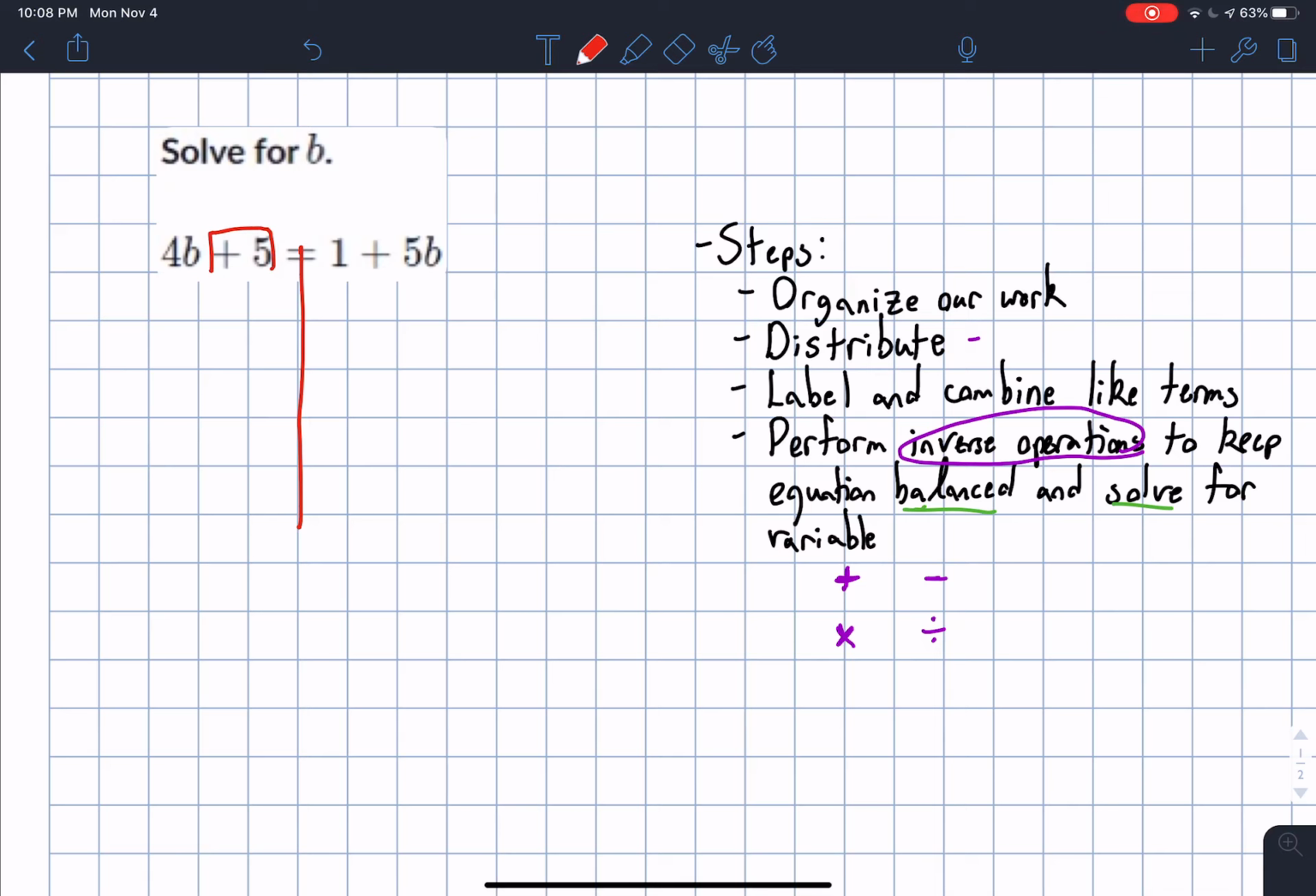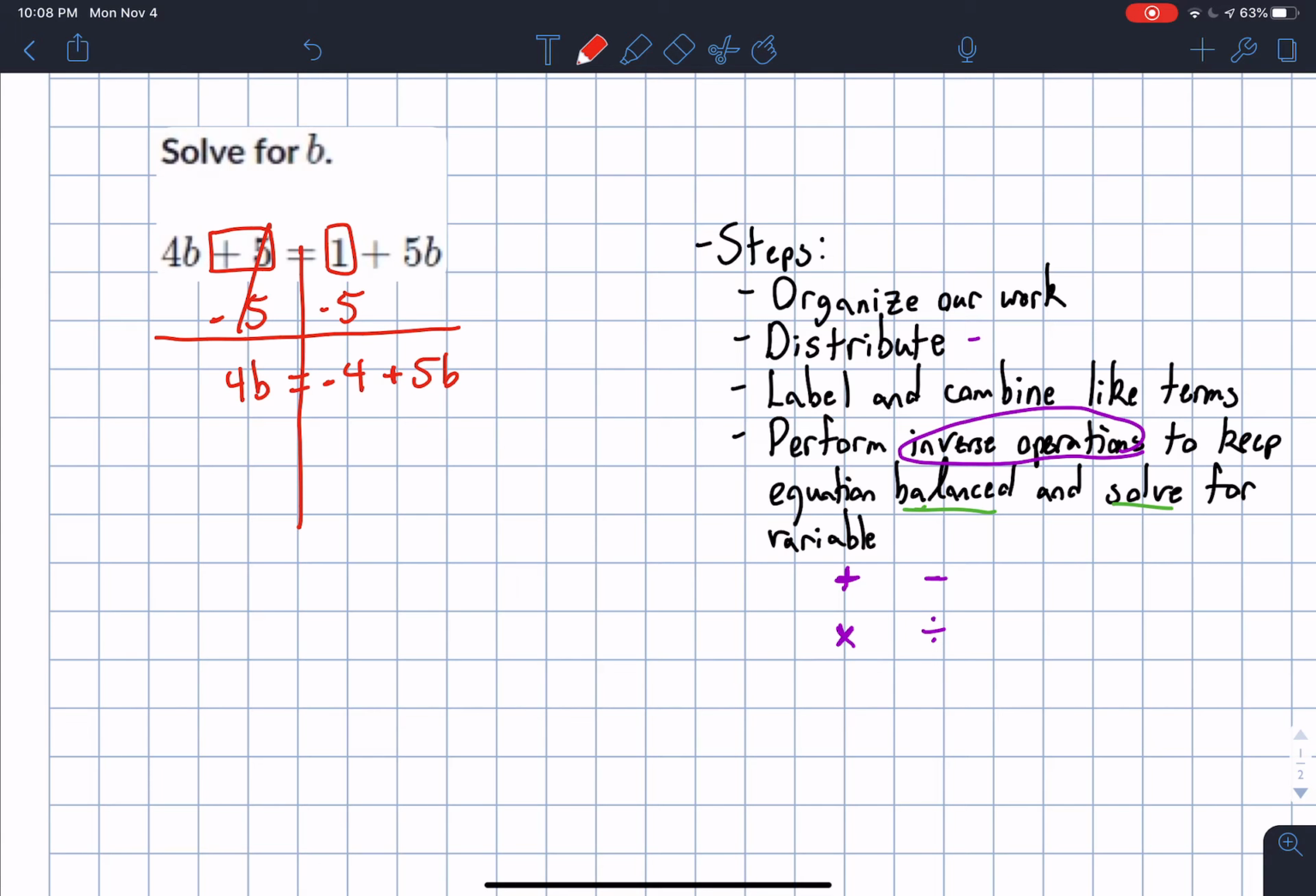I see a plus 5. The opposite, or inverse, of adding 5 would be minus 5. So I'm going to do that to both sides to keep our equation balanced. We are going to end up with 4b equals negative 4 plus 5b.